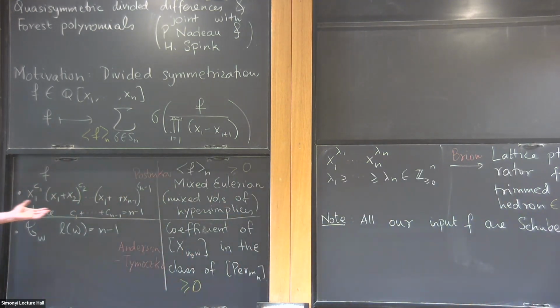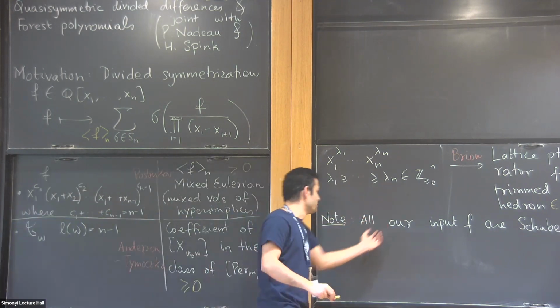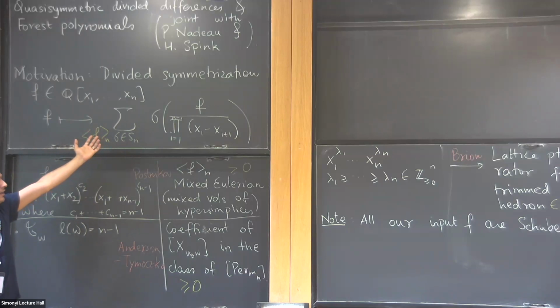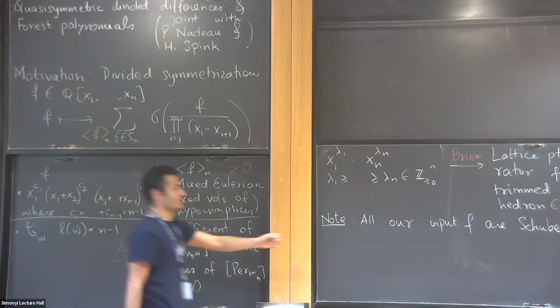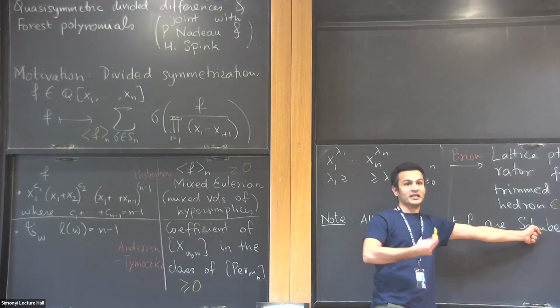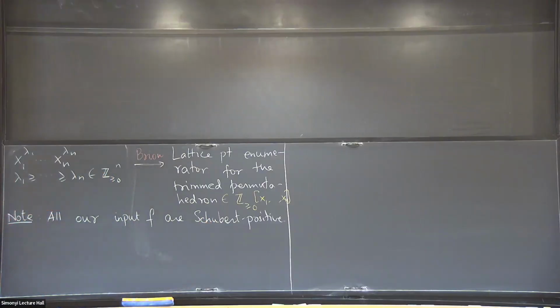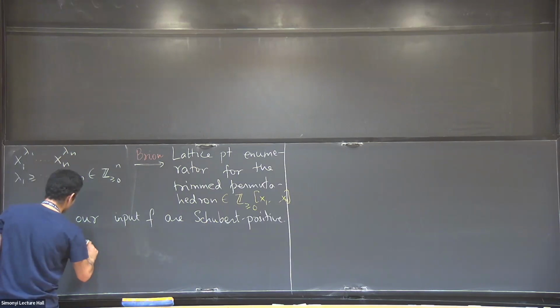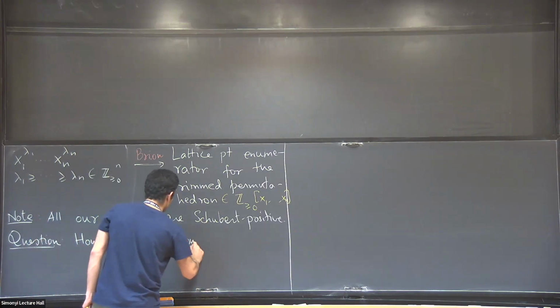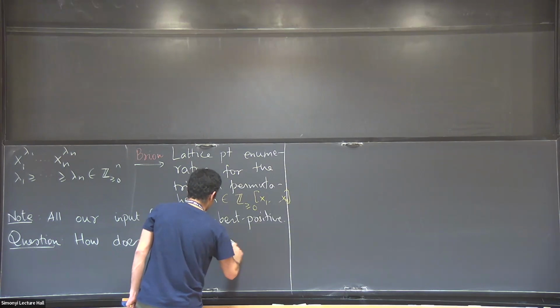So I want to use this as motivation to argue for why, well, this is an algebraic procedure. How do you do this combinatorially? It suffices in some sense to fixate on Schubert positivity as something that's inherent in the input, and then try to turn this into a combinatorial procedure. So the question I'm trying to answer is, how does one combinatorially compute? So question, how does one combinatorially, with emphasis on combinatorially, compute the divided symmetrization?